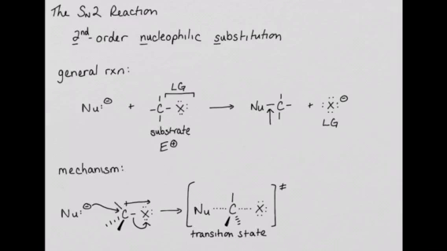Remember that the transition state is the highest energy point between reactants and products. As the reaction proceeds, the bond between the carbon and the leaving group breaks, and the bond between the carbon and the nucleophile forms, giving us the products observed above.